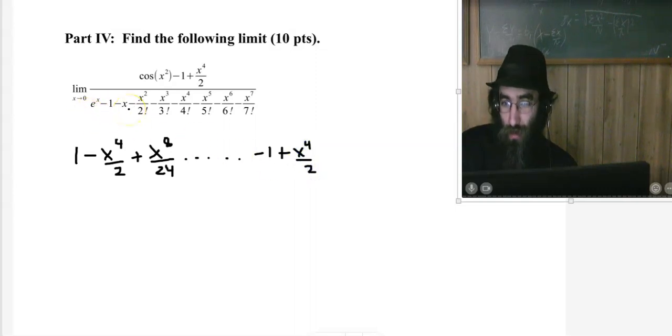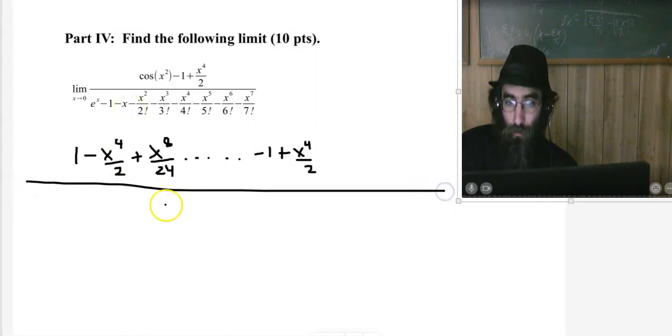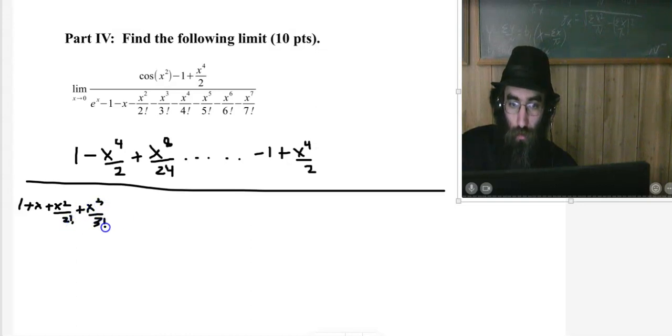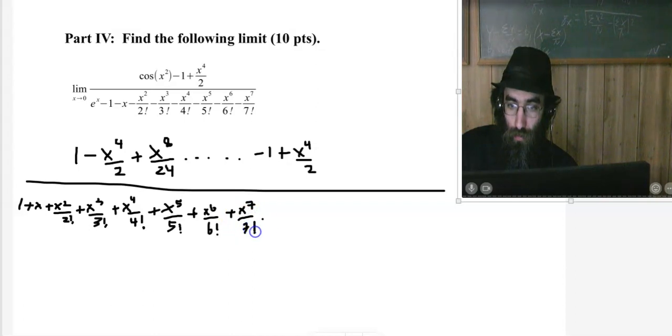And in our denominator, we would have 1 plus x squared over 2 factorial plus x cubed over 3 factorial plus x to the 4th over 4 factorial. We kind of have to recognize that everything through the 7th power is going to cancel out. So in order to get anything meaningful, we have to go all the way out to the 8th power. It takes longer to write this down than it does to realize it. Almost done.